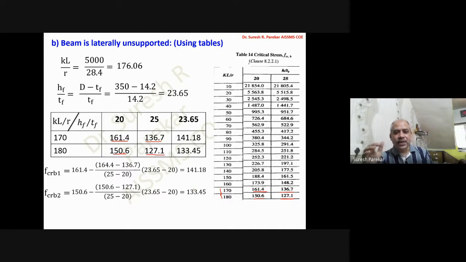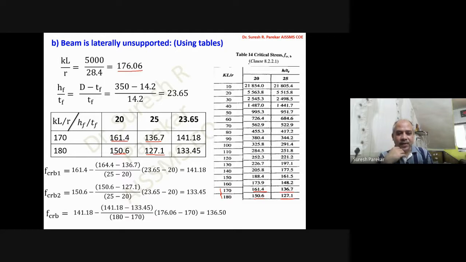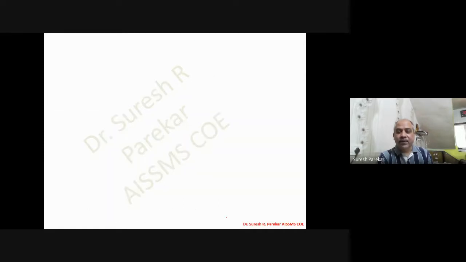Now once we know these values for 170 and 180, my target is to calculate the value for 176.06, and then we have calculated FCRB. Now we have 23.65. This is fixed now, and we have to interpolate for these two. First we interpolate the first row, then the second row. Interpolating these two rows, we get the value of FCRB as 136.50. And knowing this value, we can find the BD value.